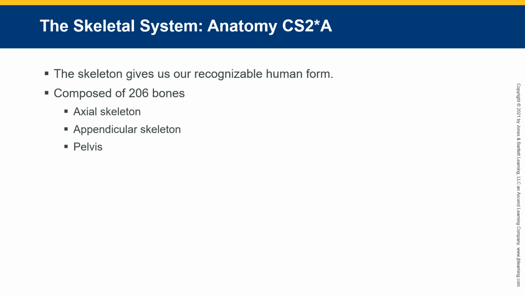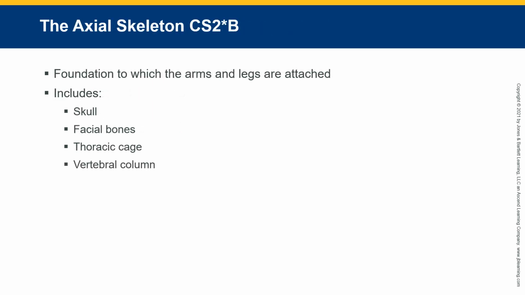The first system that we talk about is the skeletal system. It gives us a recognizable human form and has 206 bones. This is a question that our EMT likes to ask you a lot. The bones are then broken down into the axial skeleton and the appendicular skeleton. The axial skeleton is the foundation to which the arms and legs are attached. It has the skull, facial bones, the thoracic cage, and the vertebral column. I think these are the bones that are essential for life, essential for main body function.